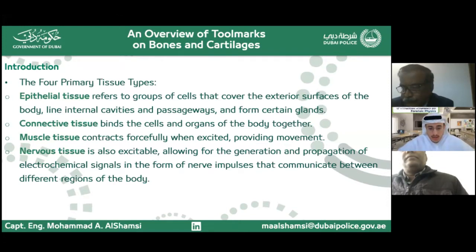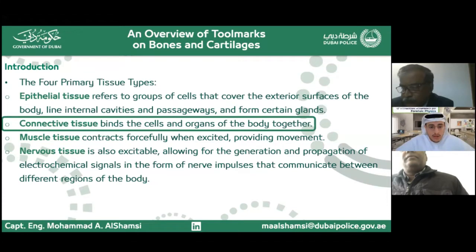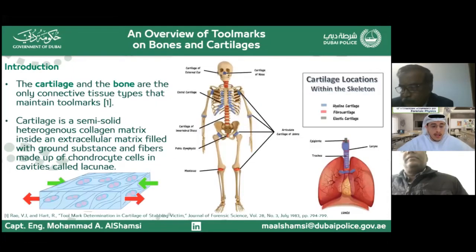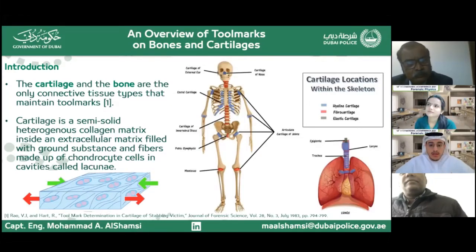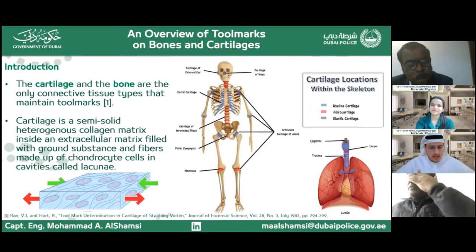However, with regards to tool marks examination, we will only be focusing on connective tissues, because bones and cartilages are a type of connective tissue. That said, as Rao mentioned in his paper, the only types of connective tissue that maintain tool marks are cartilages and bones. Digging into this a little bit deeper, what are cartilages? We'll discuss what cartilages are, and what bones are, and are there different kinds of bones, are there different types of cartilages, etc.